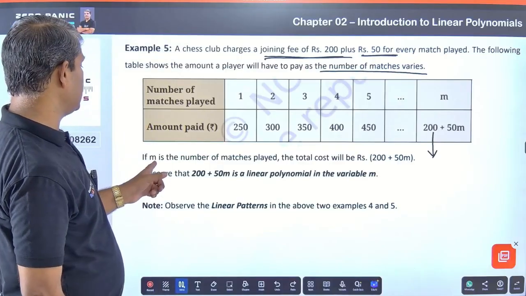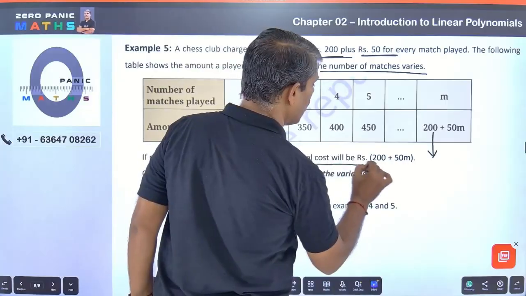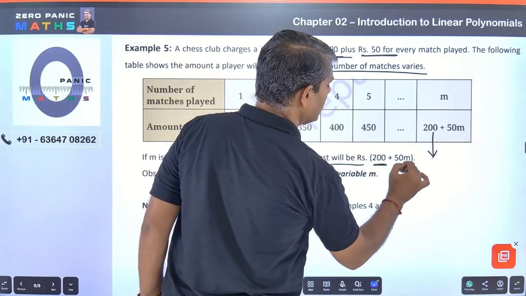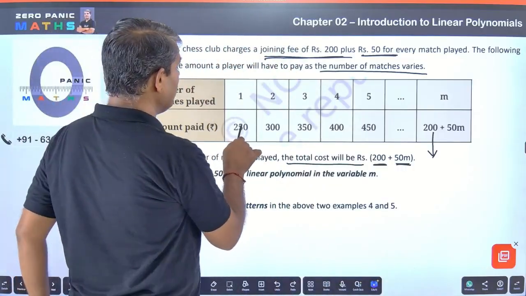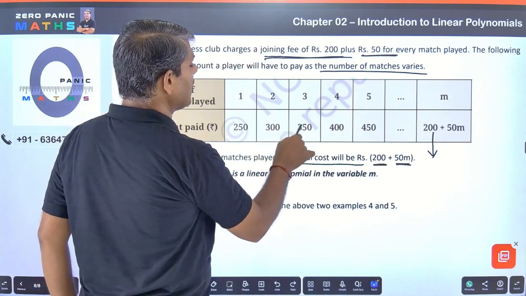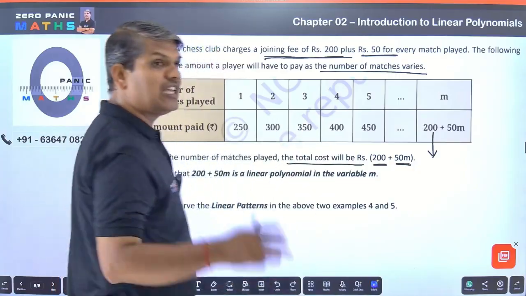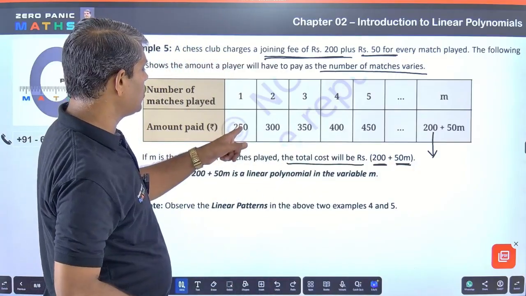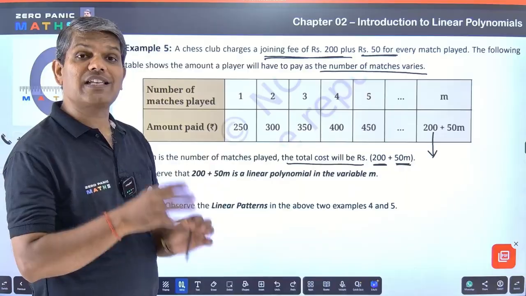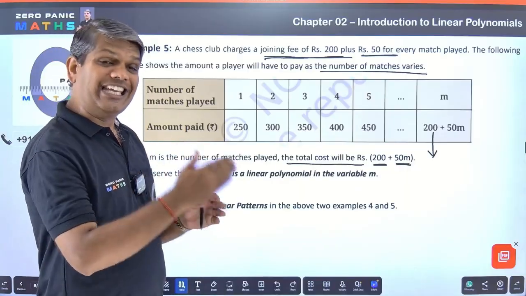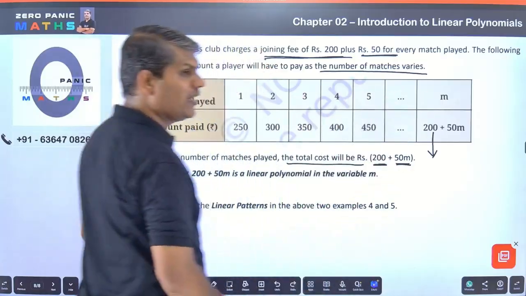Okay, so you can see that if m is the number of matches played, the total cost will always be 200 rupees plus 50 times m. You can observe here that after every match played, the value increases by 50 rupees: 250, 300, 350, 400, 450. So 50 rupees is the constant amount increased for every match he played.